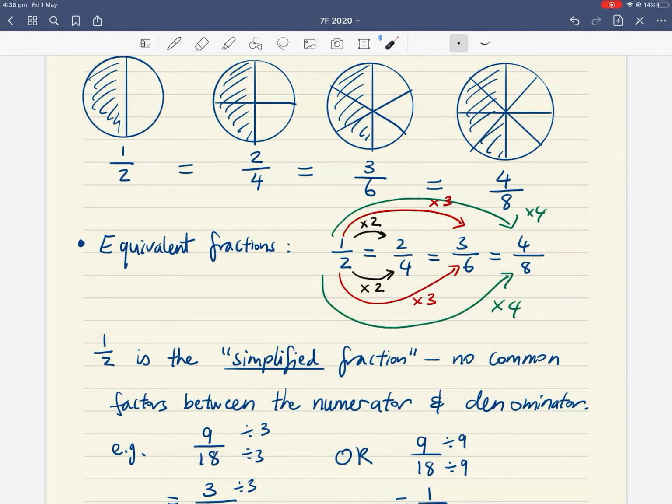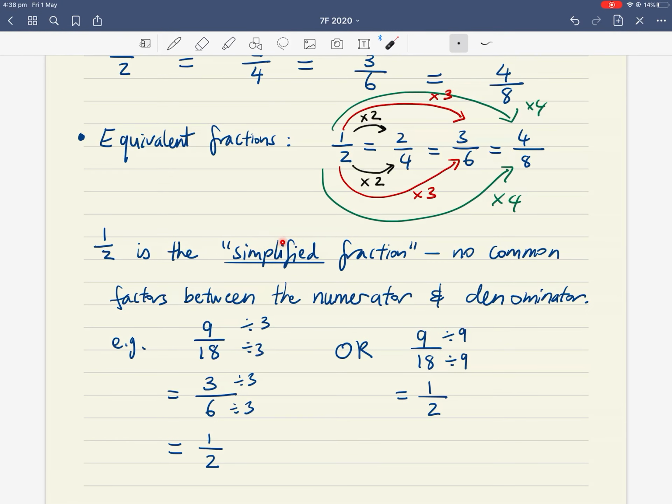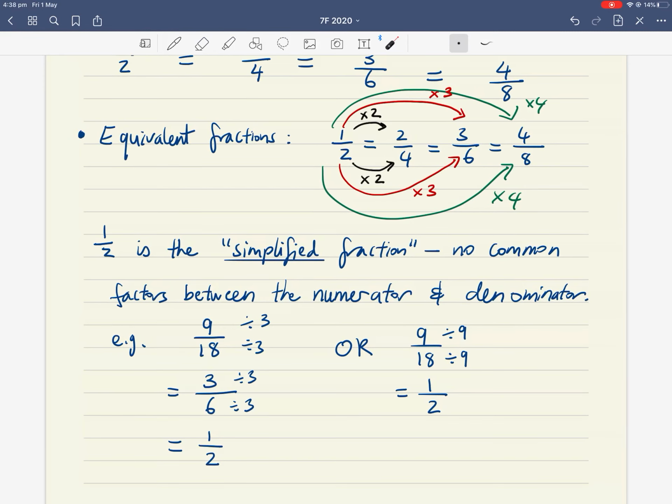So in summary for now, equivalent fractions are essentially the same fractions. You get equivalent fractions by multiplying top and bottom by the exact same number consistently. Your simplified fraction is the fraction where there are no common factors between the top and bottom number, and you can always simplify a fraction by dividing by common factors until you reach a fraction where you can't divide by any more common factors.